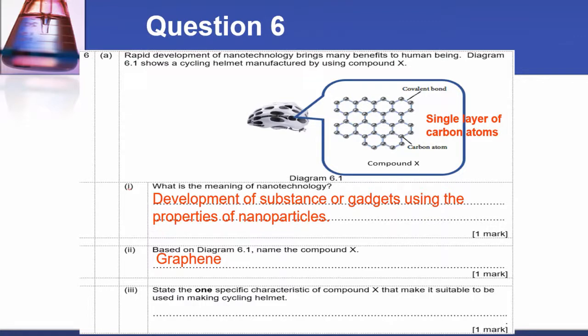Question 6A3. State one specific characteristic of compound X that makes it suitable to be used in making a cycling helmet. A cycling helmet is very important to protect our head, especially during an accident. So, the cycling helmet must be strong and hard enough. At the same time, it must also be light. So, the answer will be light, strong, and hard.